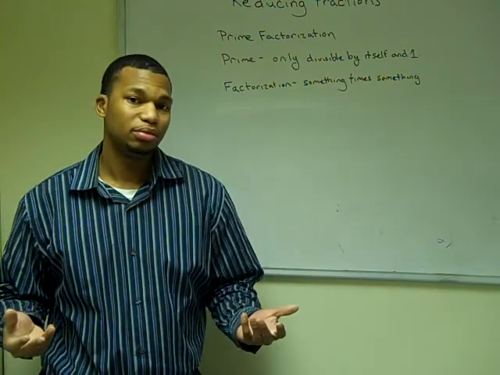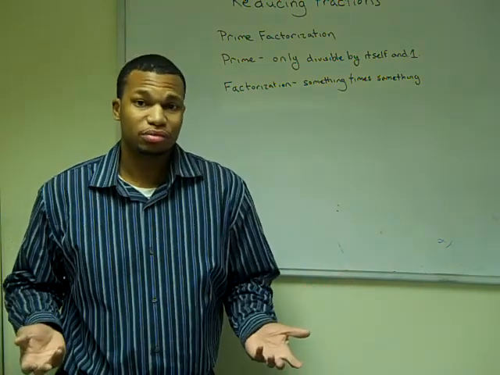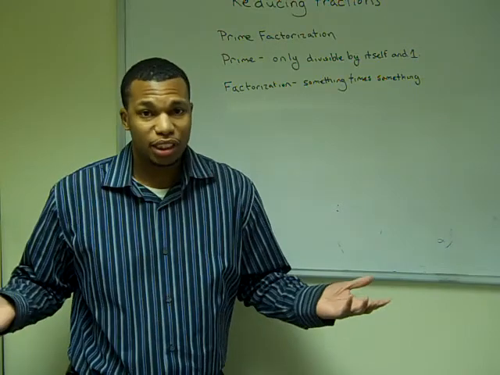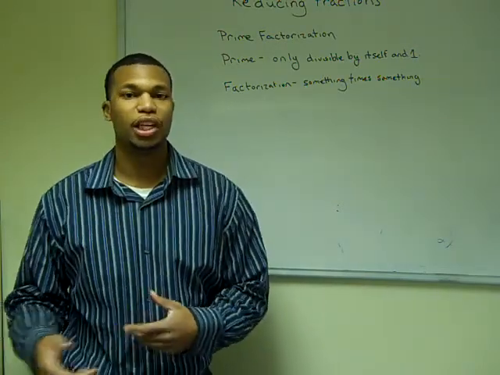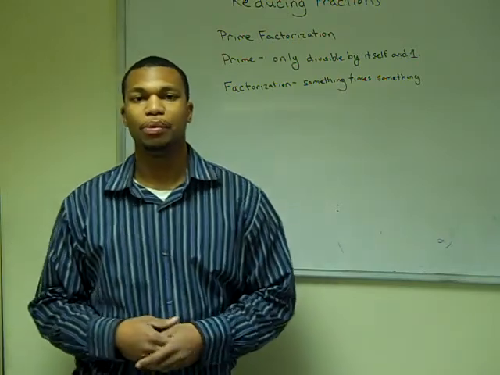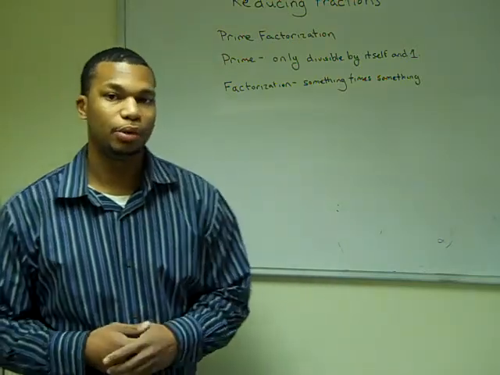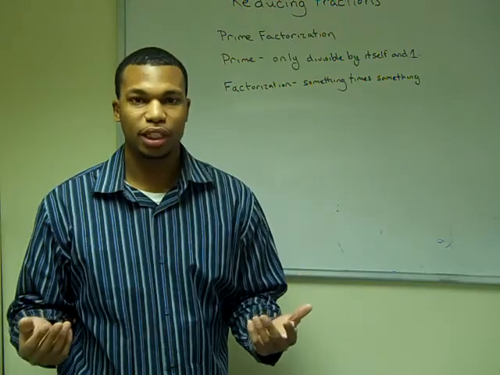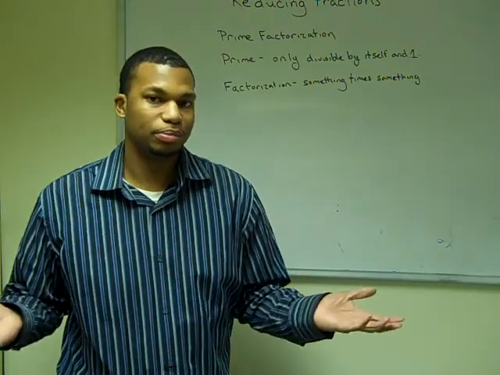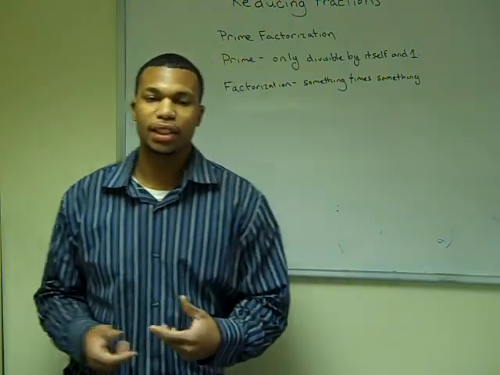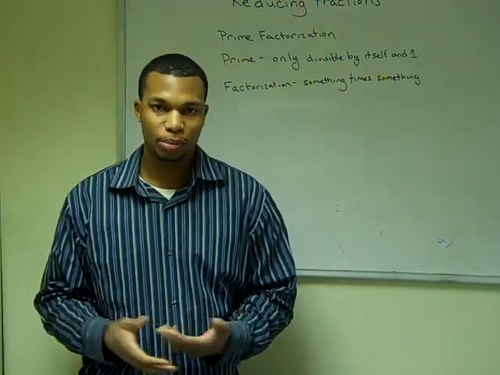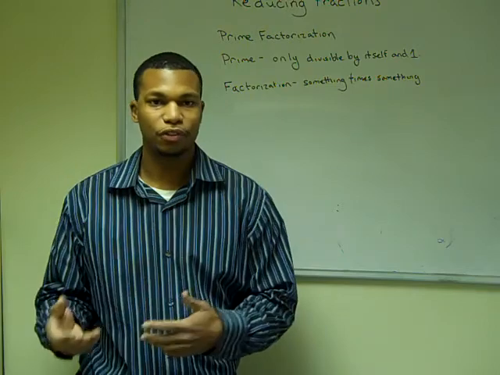What this means in layman's terms is pretty much, can anything times anything be multiplied to get this? If the answer is no, then it's prime. If it's yes, then it's not prime. For example, 5. 5 is a prime number because can anything times anything give you 5? No, nothing besides 1 times 5. Well, what about 8? Well, 8 is not prime because we can find two numbers that can multiply to give you 8. 2 times 4.